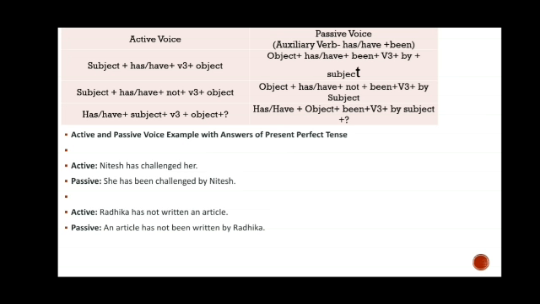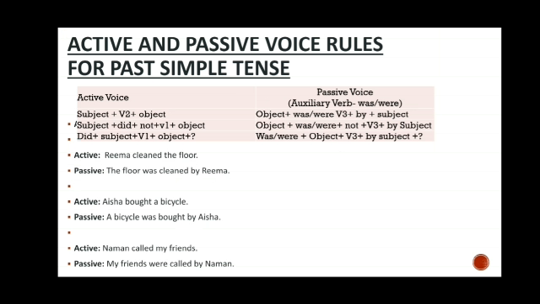After that been is coming, and then verb third form, and then by. After that, the subject. How? See the example. Nitish has challenged her. So she has been challenged by Nitish. Okay. Next is Radhika has not written an article. So an article has not been written by Radhika.